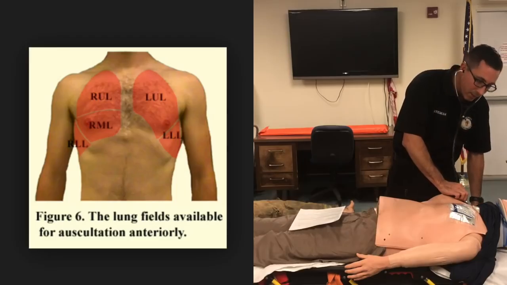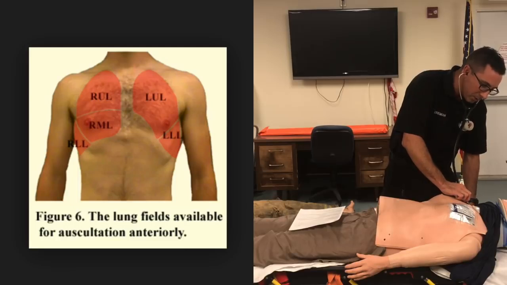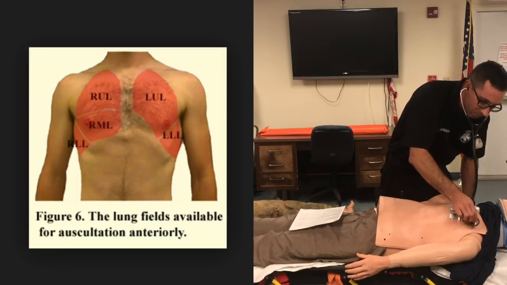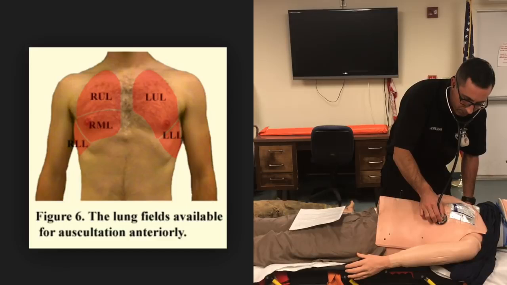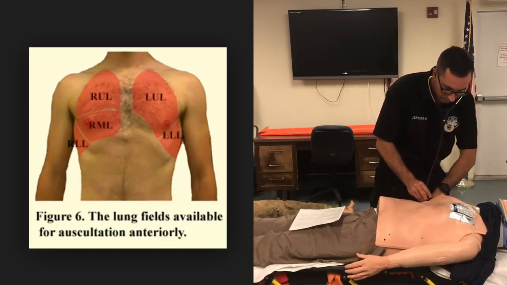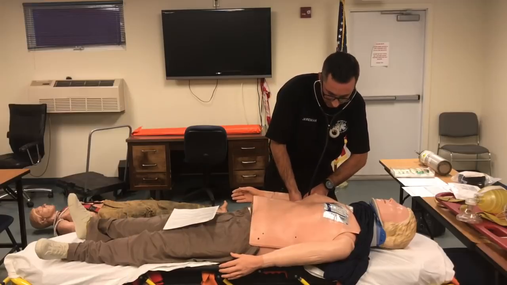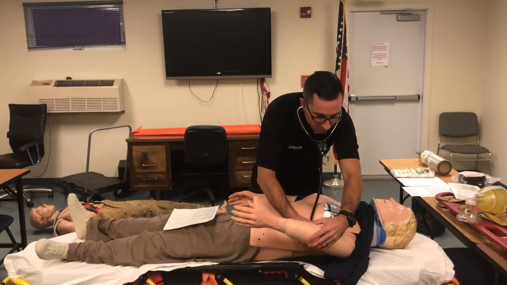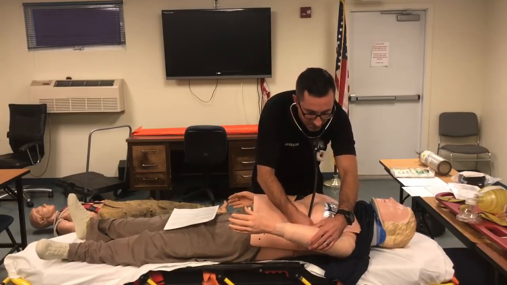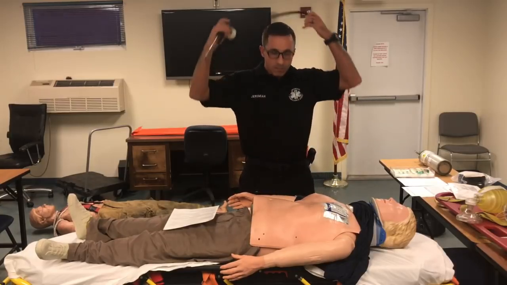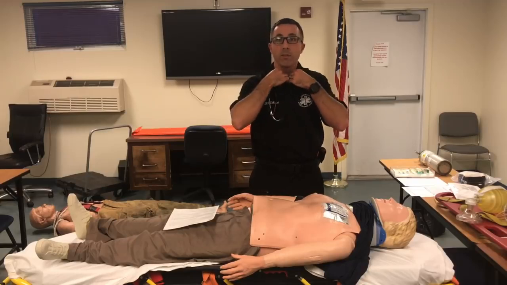Remember, we always compare one side to the other. So if I was checking the patient's upper right lung, I would then check the upper left, lower left, lower right, and then we're going to check mid-axillary. Mid-axillary is a few inches under the armpit. All right, when you do that, your proctor should then advise you of your patient's lung sounds, if there are any.